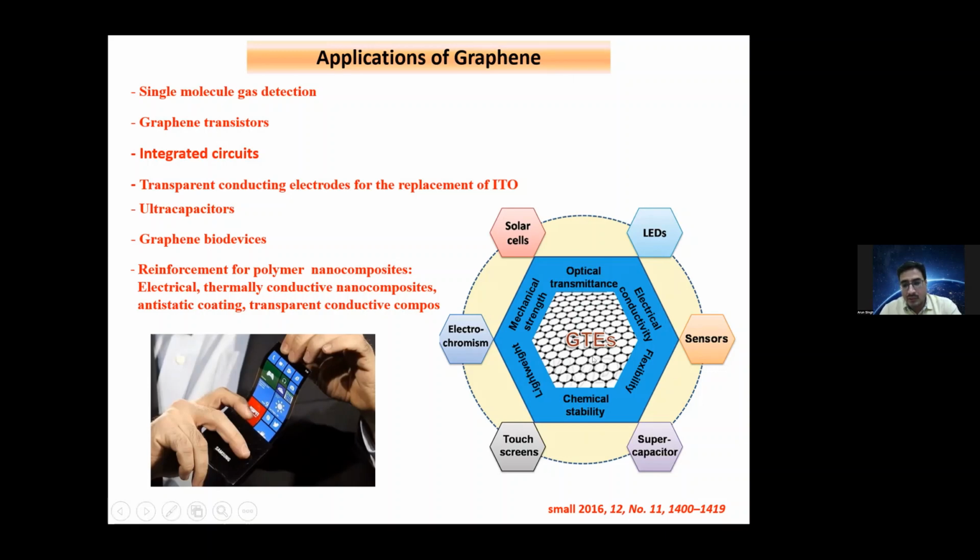Graphene as a transparent electrode material can be used in solar cells, light emitting diodes, or electrochromic devices, such as screens and supercapacitors. So why do we require graphene as a transparent electrode? Because of high conductivity, flexibility, and good optical transparency. These are the requirements for any conducting transparent electrode, and single layer graphene has all these properties.